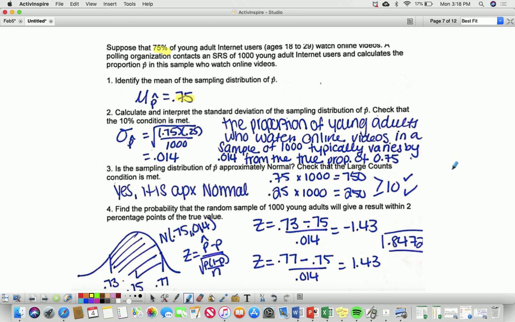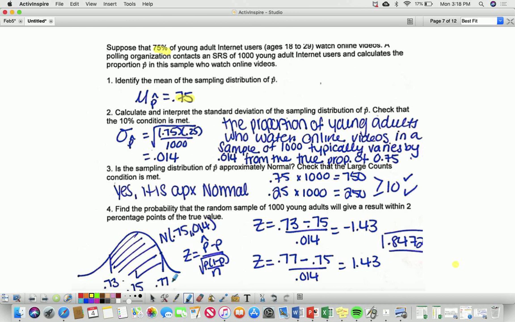Typically varies by 0.014 from the true proportion of 0.75. We're talking about proportions now, which is why we're not saying the mean. So true proportion, or mean proportion, whatever you say. Number 3, yes, large counts, we're good. Number 4, again, see how crazy this is, do this instead.